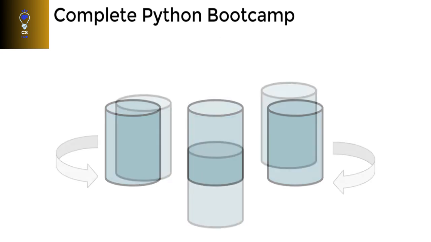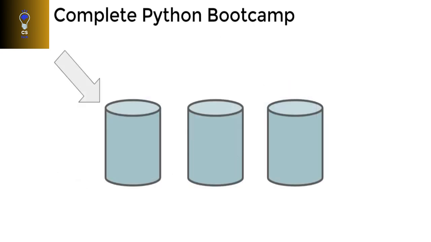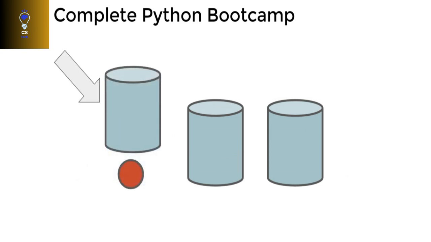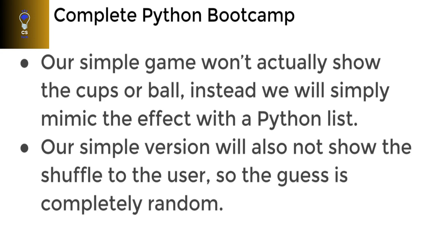And then what you're going to do is shuffle these cups around, have the user guess where the red ball is, and then they're either right or wrong. So our very simple game won't actually show the cups or ball. Instead, we're going to mimic this with a Python list. It's going to be a Python list with 2 empty strings and then 1 string that has just a capital O, which will be our ball.